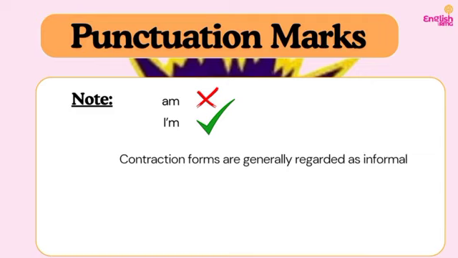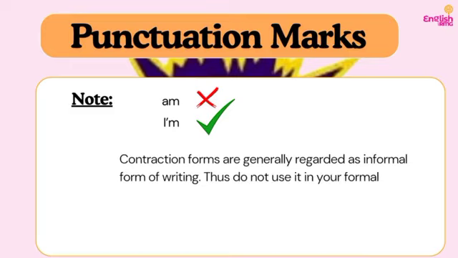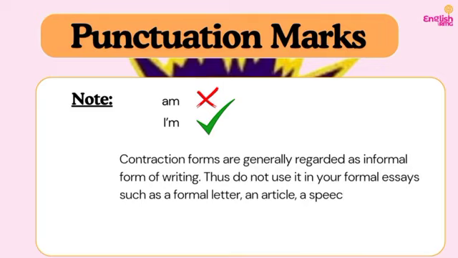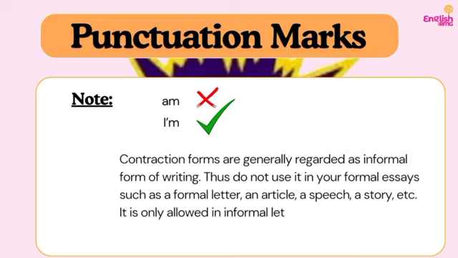Also, I would like you to know that contraction forms are generally regarded as informal writing. All of the examples that I've given you, she's, she'd, I can't, all of those contractions, when you don't write the spelling in full, are not allowed in formal writing, such as your formal letter, an article, a speech, a story. If you want to write an interview, do away with them. They are only allowed in informal writing.